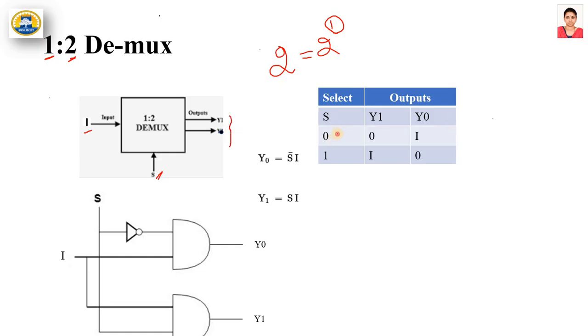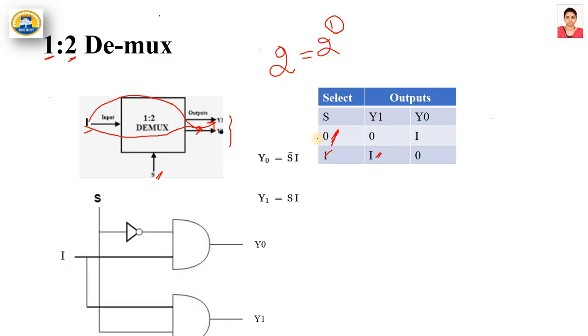So we can see here if the select line has the value 0, the information I, or a D or anything, as you have it at your own convenience, that will appear at y0. If the select line has the value 1, the information I will appear at y1. So for 0, y0 will get the value I. For 1, I appears at y1. The remaining will be 0.